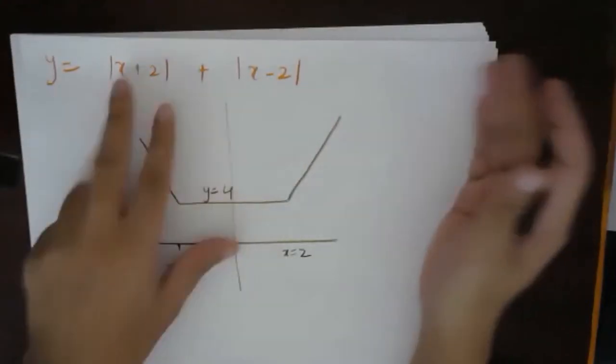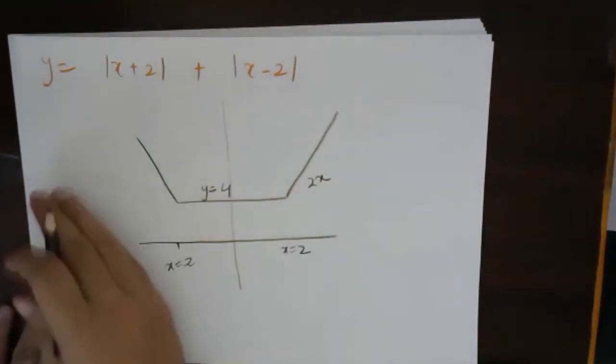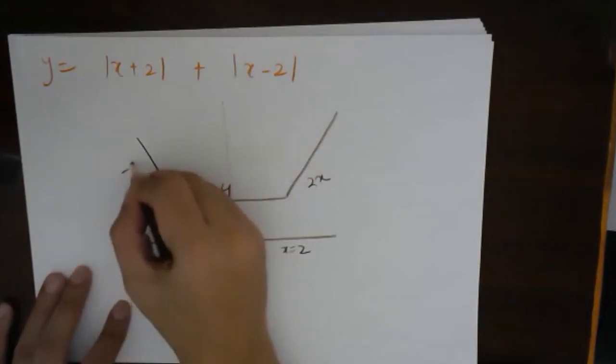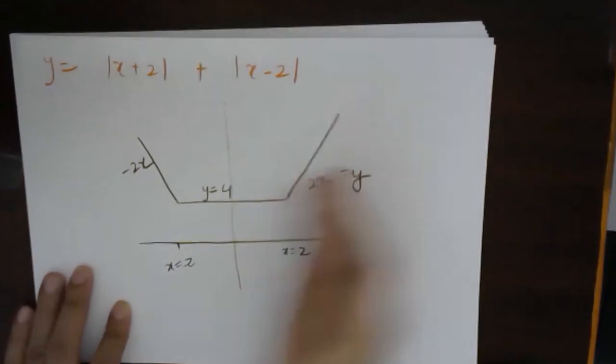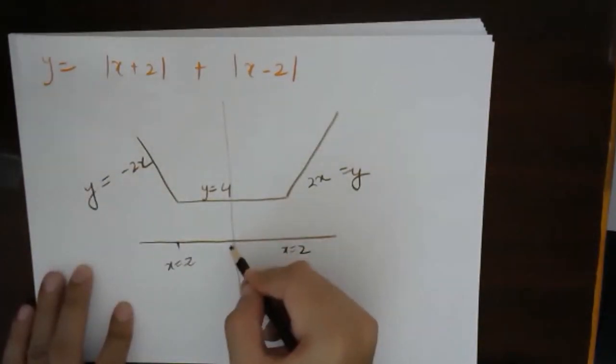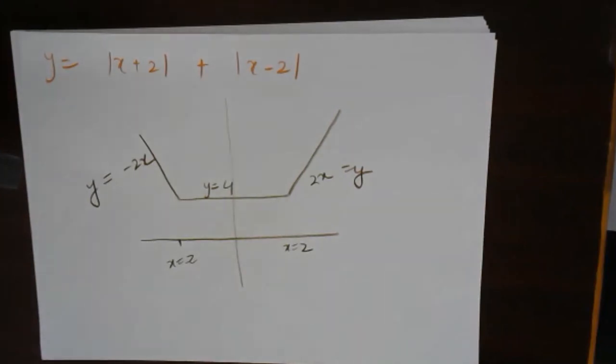On the right side, it will be 2x. And on the left side, I think it is minus 2x. So this is y is equal to 2x on the right side, and this is y is equal to minus 2x on the left. If I continue this line, it will join the origin. This line will connect with the origin. Yes, very good.